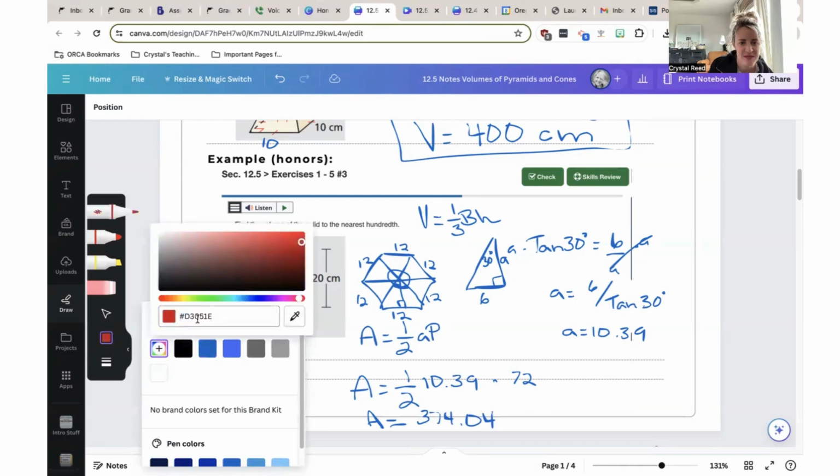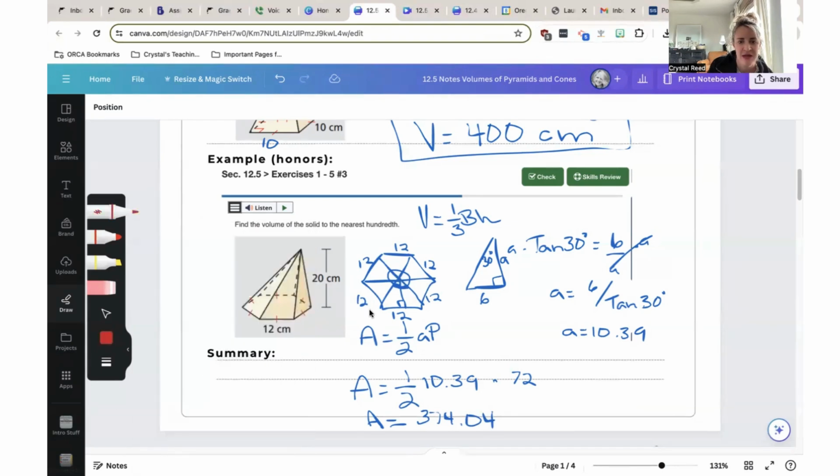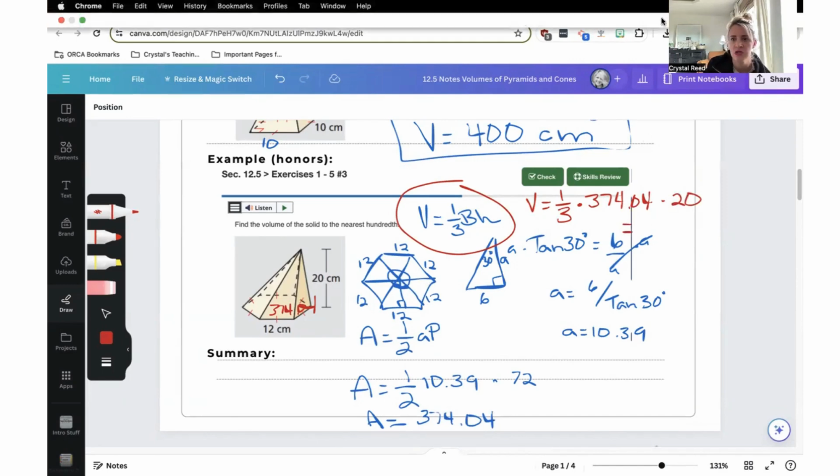I'm going to switch colors so we can see what we're working with now. So the area of the base, 374.04. Formula is 1/3 area of the base times height. So now our volume is actually going to be 1/3 area of the base, which we just found, 374.04, times our height, which is 20. So I'm going to plug all that into our calculator and get our final answer.